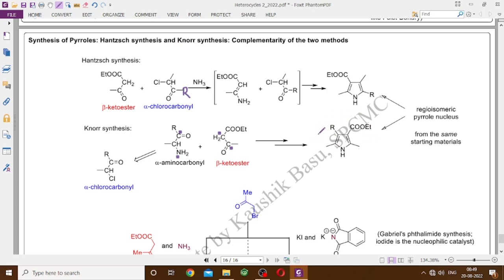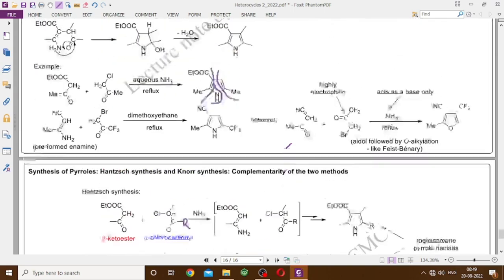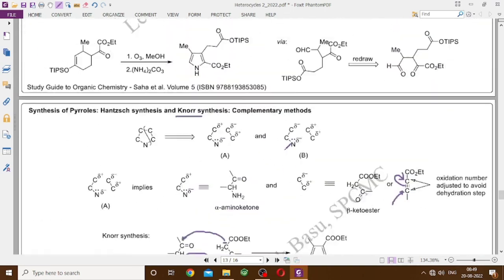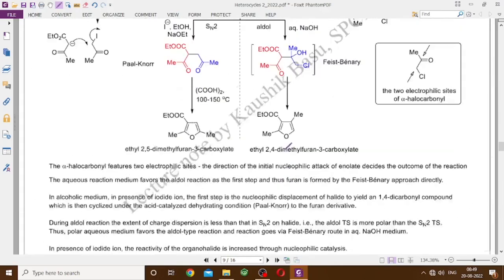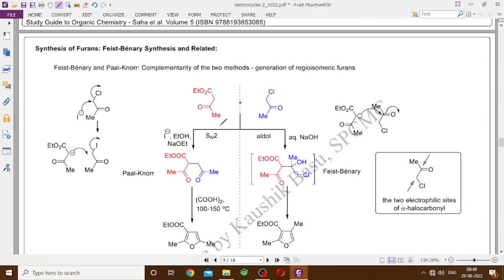Okay, so that's something which you need to think about: under which condition these two reactions can compete, or suppressing one will require tinkering with the reaction condition. This is in fact very much reminiscent of what we have seen for furan already. We can choose to do the Feist-Benary method, that is the aldol followed by O-alkylation, by choosing the appropriate reaction condition, aqueous medium, NaOH being present, SN2 is deliberately being suppressed, aldol being promoted in the more polar reaction medium. We have already talked about this.